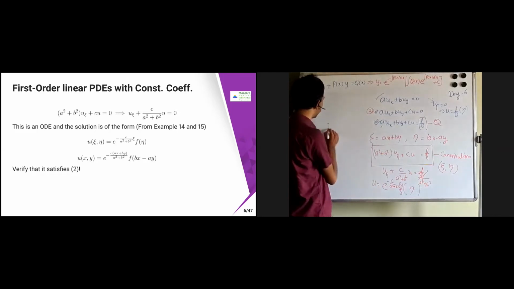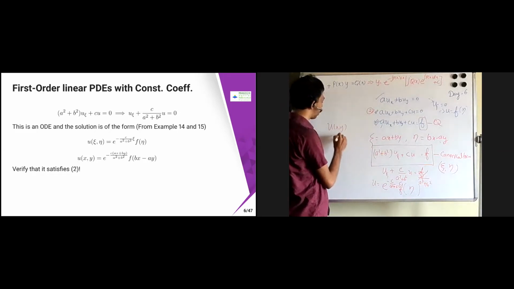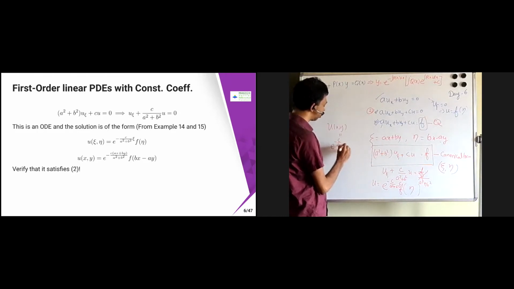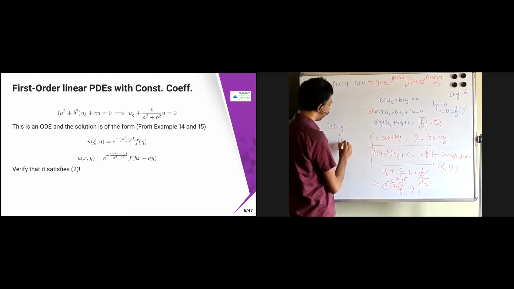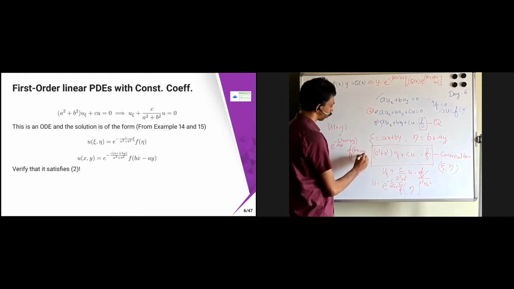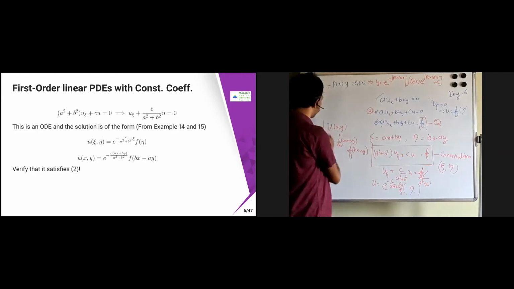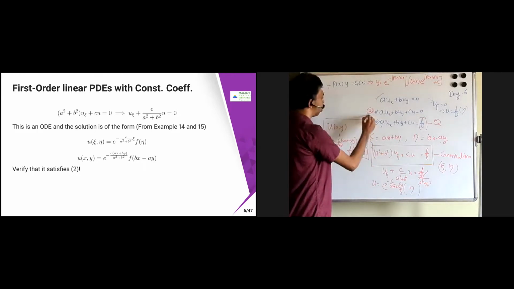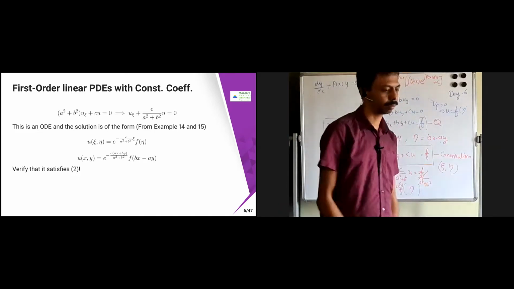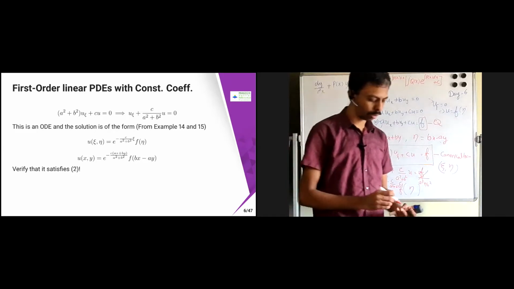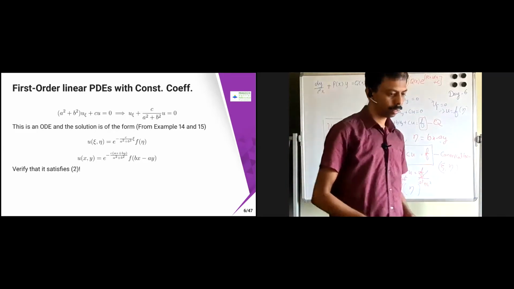So that means what is my u in x comma y terms? U of x comma y is going to be e power minus c by a square plus b square into chi. Chi is nothing but ax plus by, into ax plus by into f of, instead of eta I have bx minus ay. So this is my solution for 2. I can verify that this is satisfying. Any doubts? No, sir.